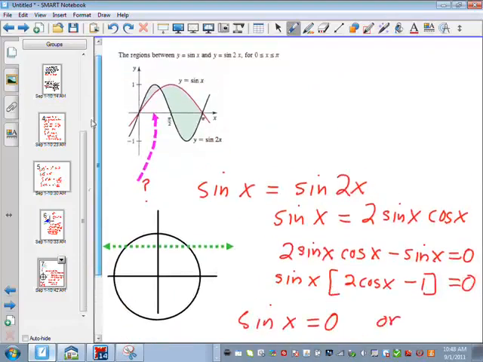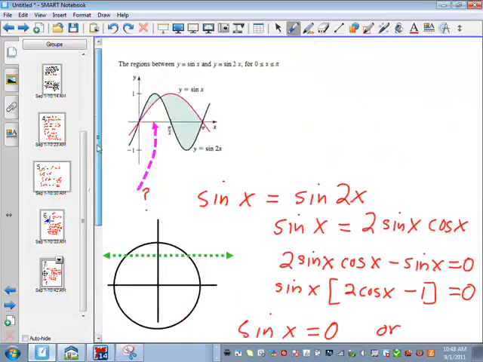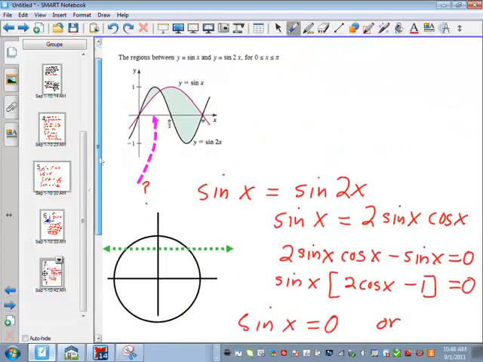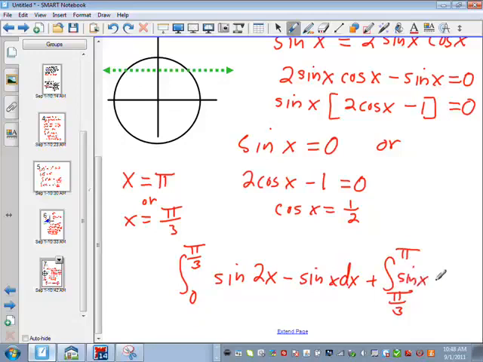So now that we've done that, no problem, right? So it's the integral from 0 to pi over 3 of, which one's higher? Sine 2x minus the sine of x. Sine 2x minus the sine of x dx, and then plus the integral from pi over 3 to pi of the reverse, sine of x minus the sine of 2x.